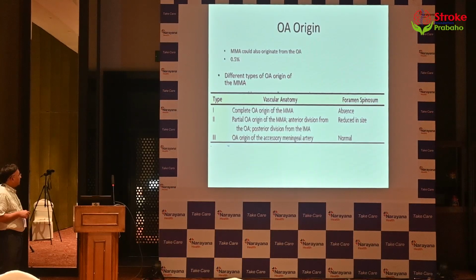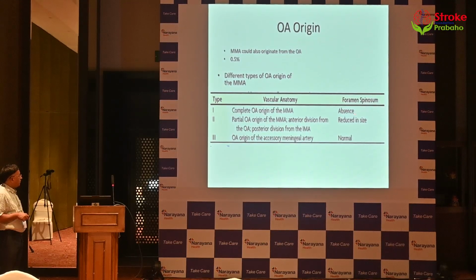These are the different types of origin of the middle meningeal artery from the ophthalmic artery. So the middle meningeal artery arises completely from the ophthalmic artery. In that case, the foramen spinosum can be absent. Partial ophthalmic artery origin of the middle meningeal artery: the anterior division arises from the ophthalmic artery, and the posterior division remains as a branch of the internal maxillary artery.